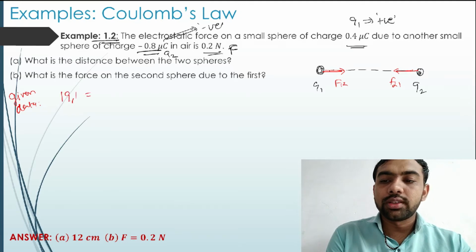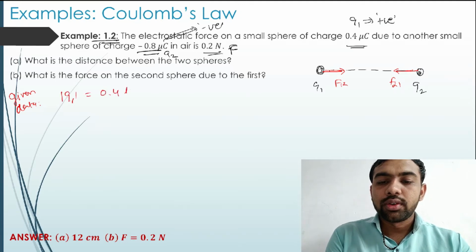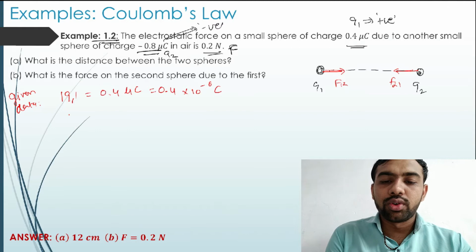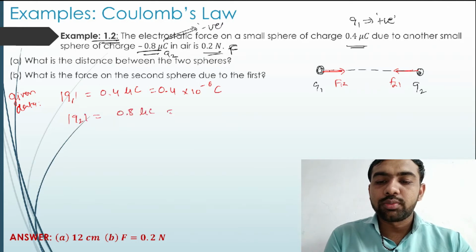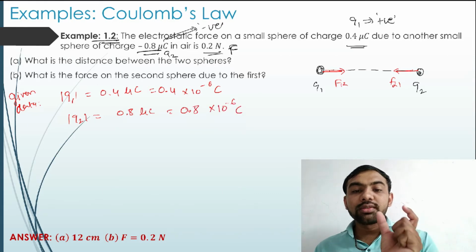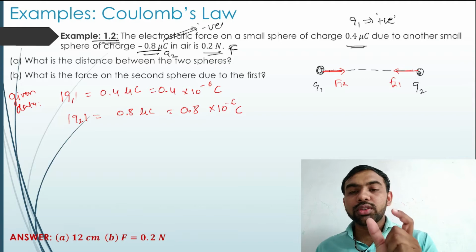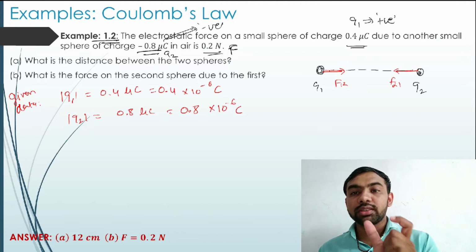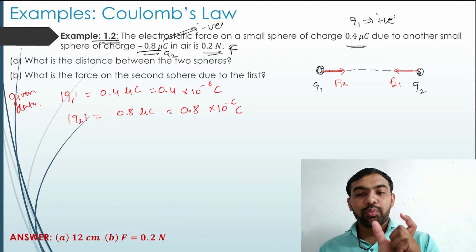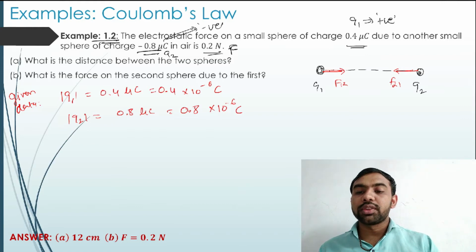So mod Q1 is equal to 0.4 microcoulomb. It means 0.4 into 10 raised to minus 6 coulomb. Mod Q2 is equal to 0.8 microcoulomb. It means 0.8 into 10 raised to minus 6 coulomb. But this Q2 is negative, meaning both the charges are opposite in nature. It means the force is what? Attractive. So an attractive force is produced between these two.